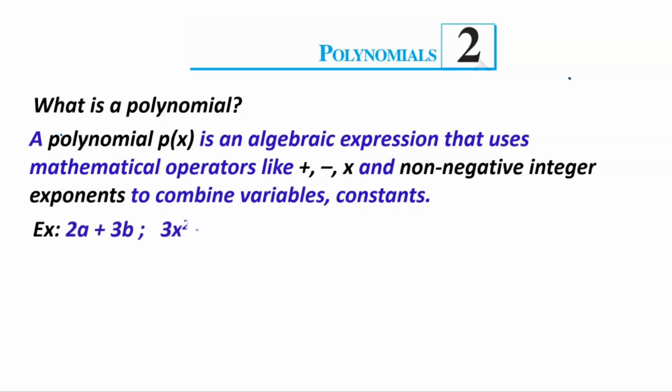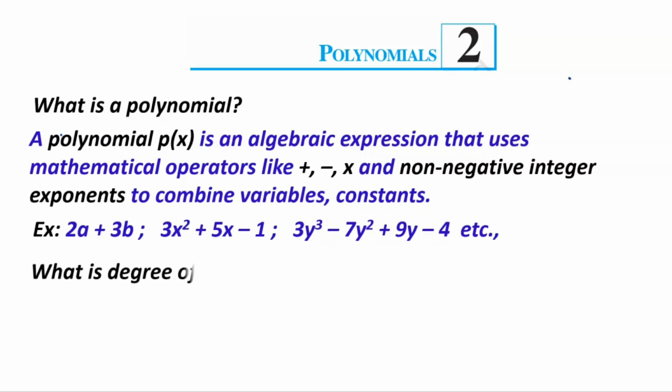For example, 2a plus 3b is a binomial. 3x square plus 5x minus 1 is a trinomial as it has 3 terms, and similarly 3y cube minus 7y square plus 9y minus 4 is a multinomial, etc. These are some of the examples of polynomials.